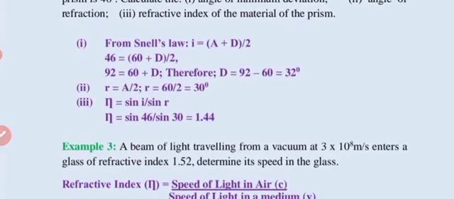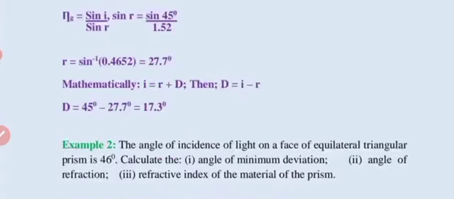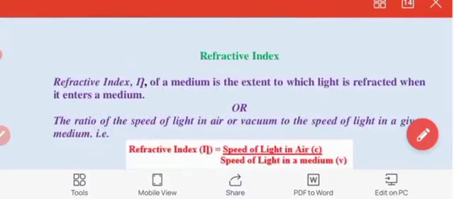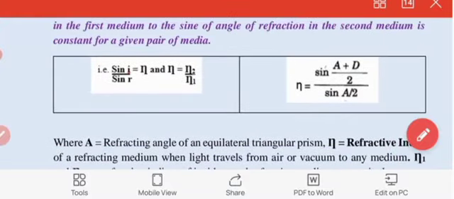In our second example, we have the angle of incidence of light on the face of an equilateral triangular prism as 46 degrees. We have to calculate the angle of minimum deviation and the angle of refraction, also the refractive index of the material of the prism. Okay, now from here, let's quickly check Snell's law and compare for rectangular and triangular glass prism.